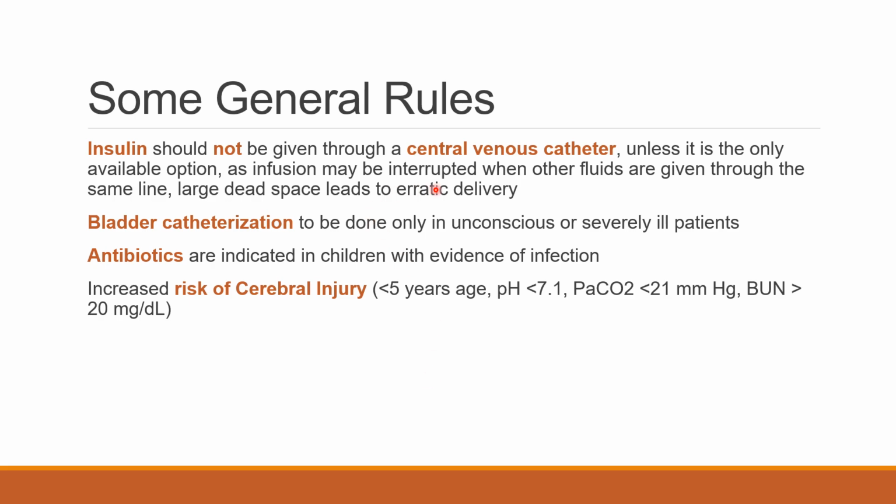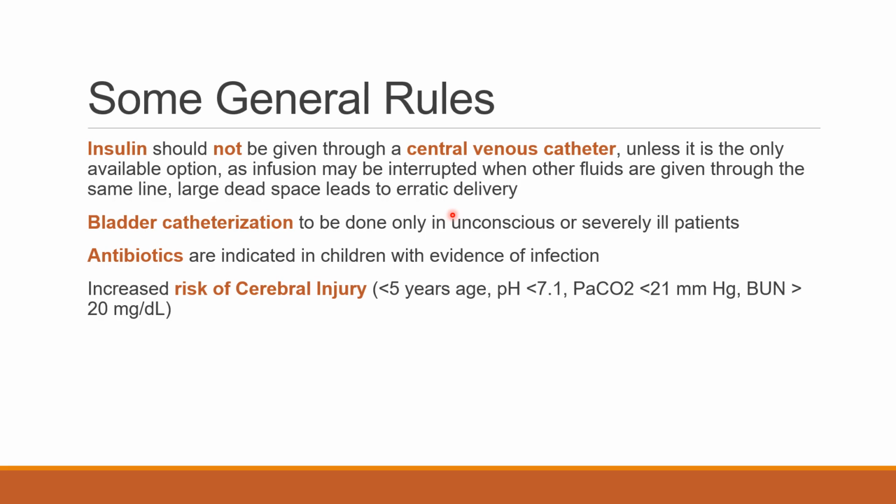Insulin should not be given through a central venous catheter unless it is the only available option, as infusion may be interrupted when other fluids are given through the same line and there is a large dead space leading to erratic delivery. We have to always think that we have to avoid placing a central venous catheter as much as possible in diabetic ketoacidosis, because there is a high risk of thrombosis, and placing a central venous catheter can increase the predisposition to develop thrombosis.